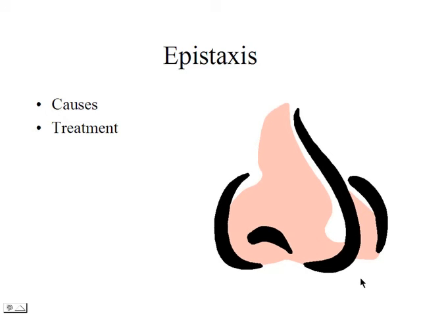Epistaxis. There's just a brief paragraph or two in your textbook on page 1250 on epistaxis, so you can read through that. Obviously, we're talking about a nosebleed. Probably all of us have had a nosebleed at one time or another, whether that was caused by a trauma, getting hit in the nose or falling, or perhaps in a very dry environment. Sometimes that may be a cause of a nosebleed as well.